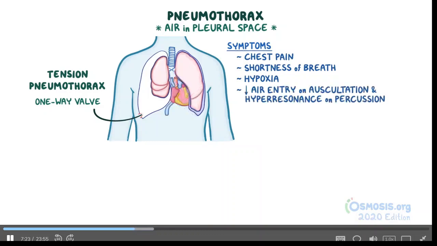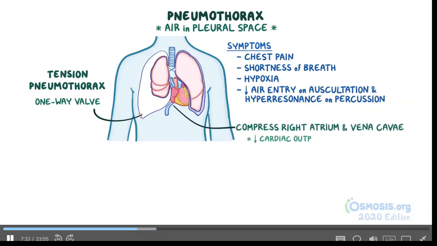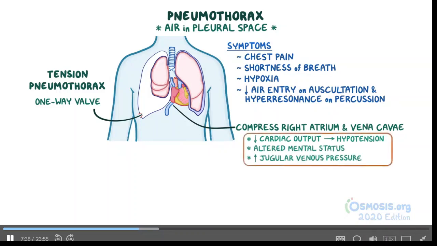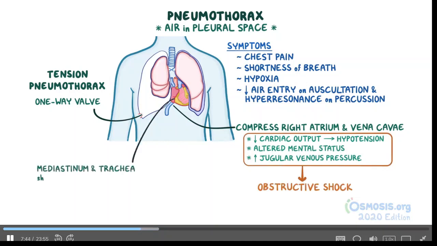Now, in cases of a tension pneumothorax, it can compress the right atrium of the heart and the vena cava, decreasing venous return. This results in decreased cardiac output manifesting as hypotension, altered mental status, and an elevation of the jugular venous pressure, and this is typical of obstructive shock. Additionally, in a tension pneumothorax, the mediastinum and trachea may be shifted to the contralateral side.